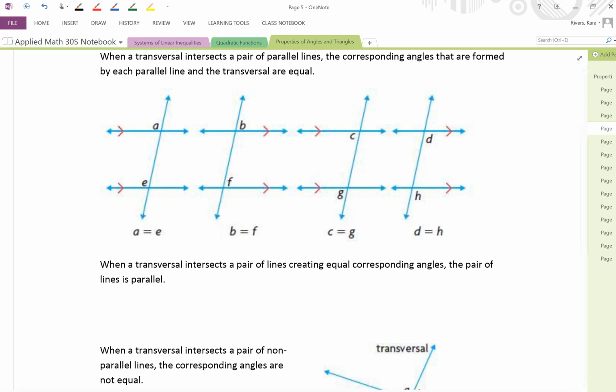When a transversal intersects a pair of lines, creating equal corresponding angles, the pair of lines is parallel. So forwards and backwards, you can also see if I gave you those 2 angles, you can draw a conclusion that those 2 lines are going to be parallel. And that's these markings, just so that you're aware. Those markings are telling us that those lines are parallel.